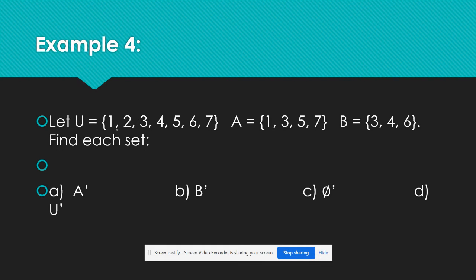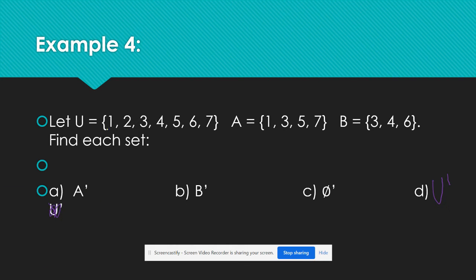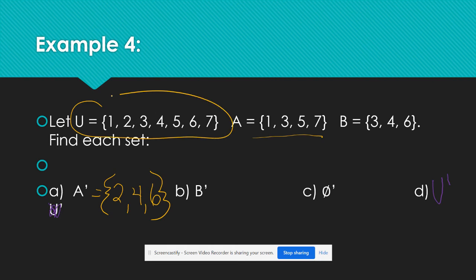All right, universal set. We have 1, 2, 3, 4, 5, 6, 7. Set A, 1, 3, 5, 7. Set B is 3, 4, 6. First, it's asking us for A prime. This U goes over here. Sorry about that. So A prime. Let's find all the elements that are in the universal set that are not in set A. So A prime would be 2, 4, and 6. Those are the 3 elements that are not in set A, but part of U.